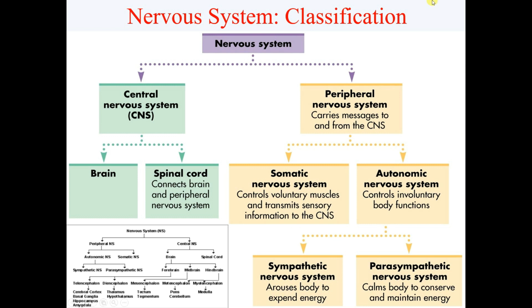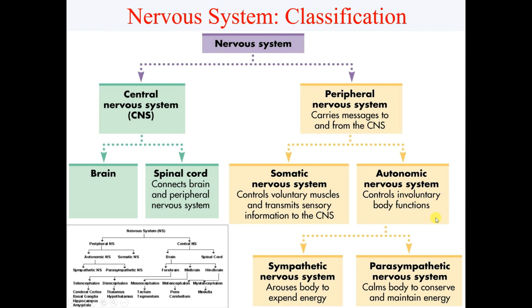As you remember, nervous system is classified into central nervous system and peripheral nervous system. Central nervous system is subclassified into brain and spinal cord. Spinal cord connects brain and peripheral nervous system. Peripheral nervous system carries messages to and from the CNS, is subdivided into somatic nervous system, which controls voluntary muscles and transmits sensory information to the CNS, and autonomic nervous system, which controls involuntary body functions.